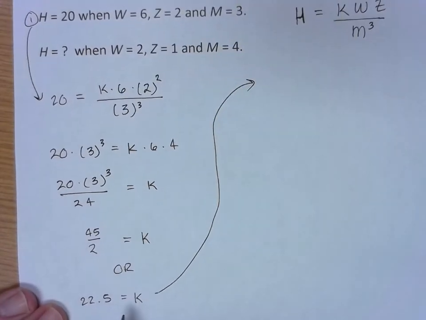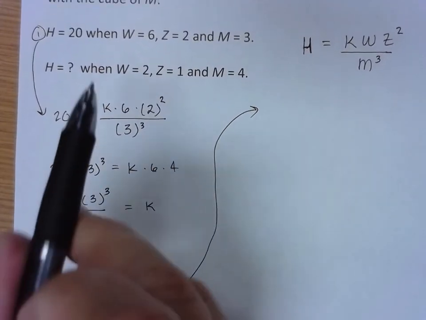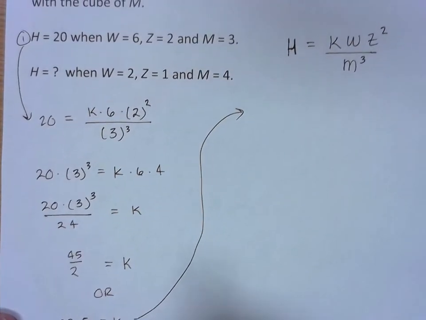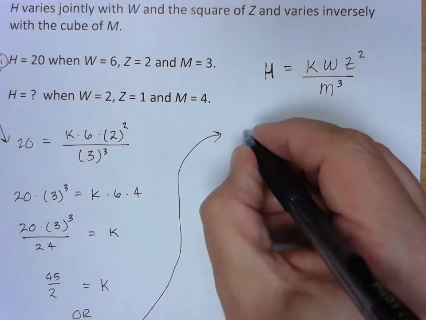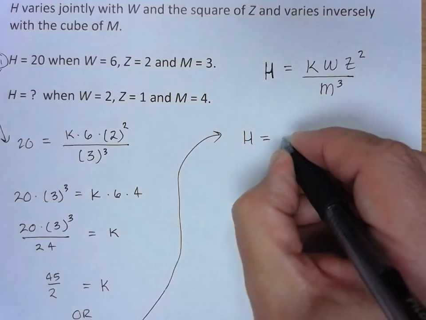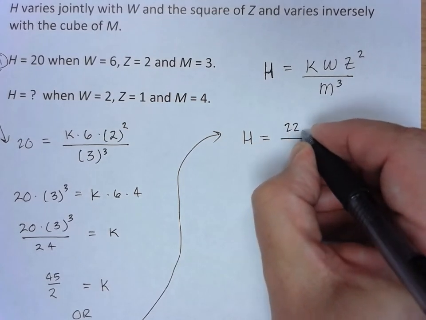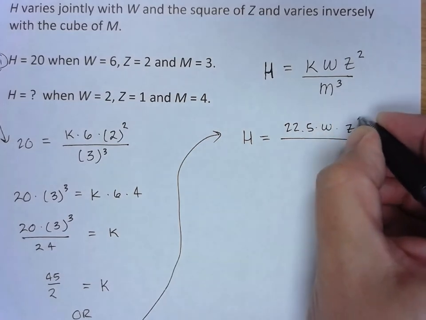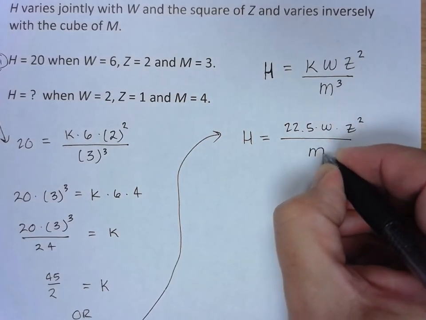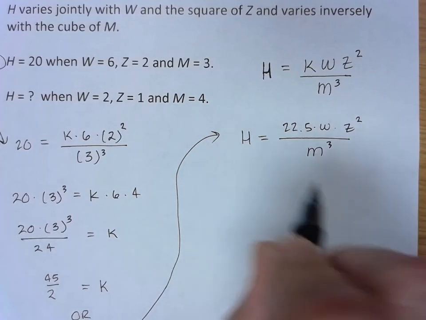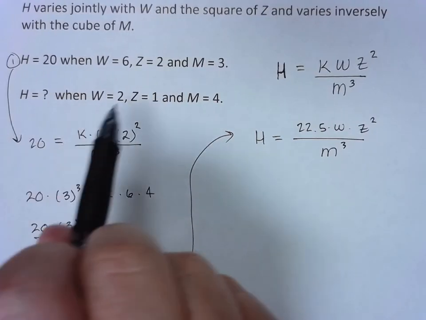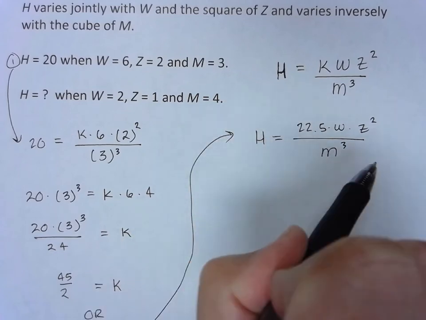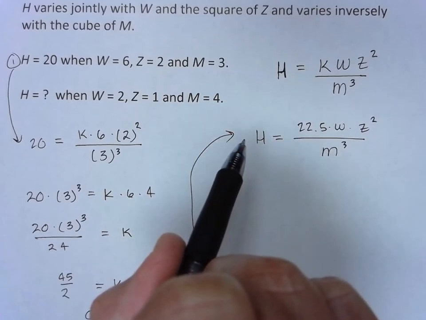So that should be the value of k that you're getting based on this original data that we have up here in the equation. So with that value of k, then I can refine the original equation to say h equals 22.5 times w times z squared, all divided by m to the third. And then we can take the second bit of data that we've got, the value of w, z, and m, and plug those into this to figure out the value of h that corresponds to it.